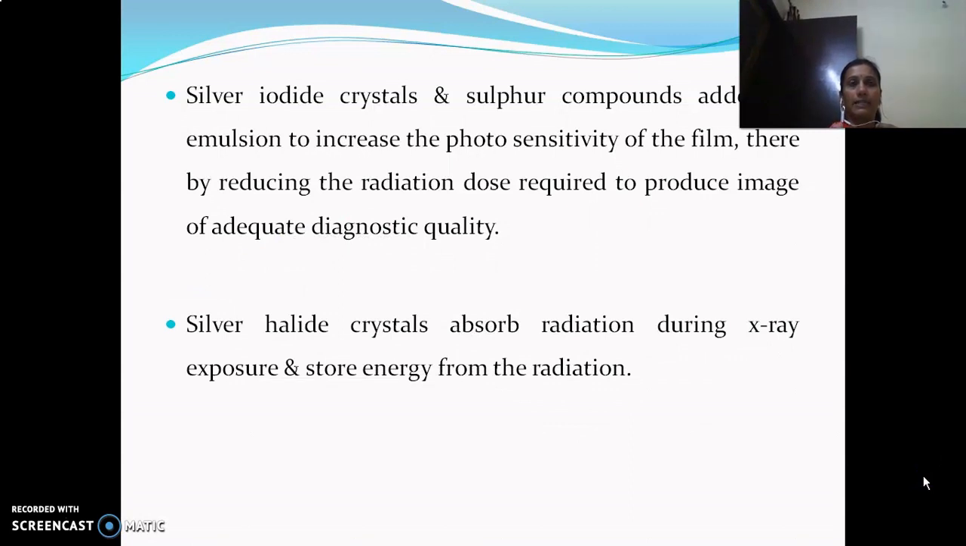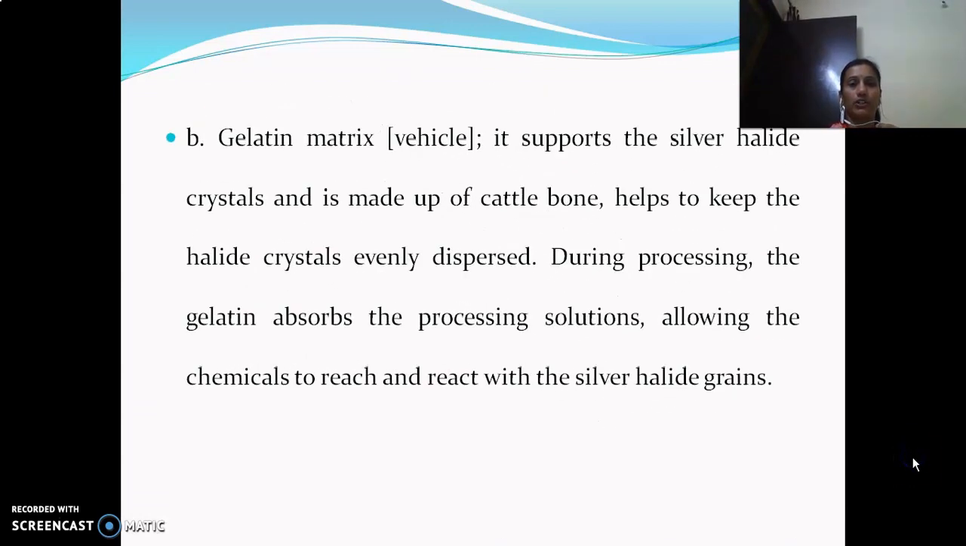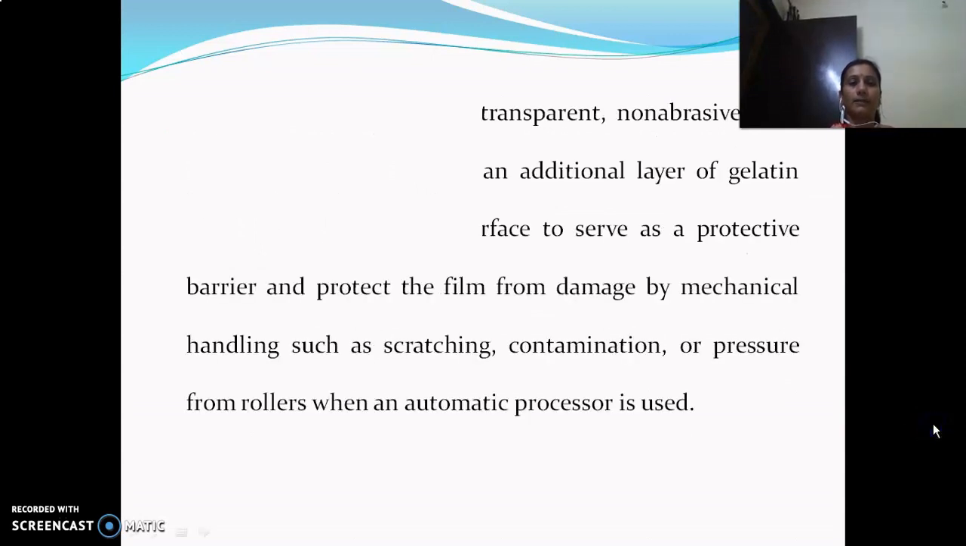The silver halide crystals absorb radiation during X-ray exposure and store energy from the radiation. Gelatin matrix: it supports the silver halide crystals and is made up of cattle bone, which helps to keep the silver halide crystals evenly dispersed. During processing of the X-ray film, the gelatin absorbs the processing solution and allows the chemicals to reach and react with the silver halide grains.